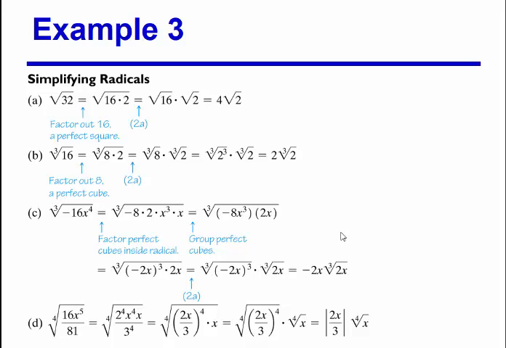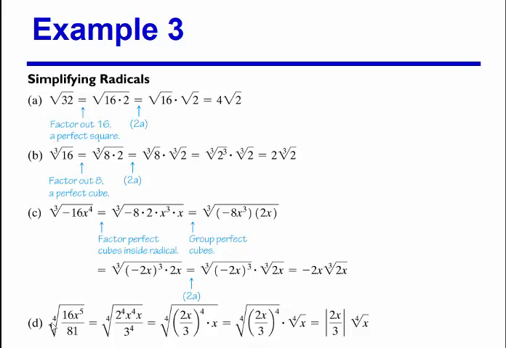So we end up with the cube root of negative 8x to the third times 2x. We can go ahead and separate out the cube root of negative 2x to the third, which is what we had, the negative 8x to the third over here. And then we're going to end up here with just negative 2x outside times the cube root of 2x.